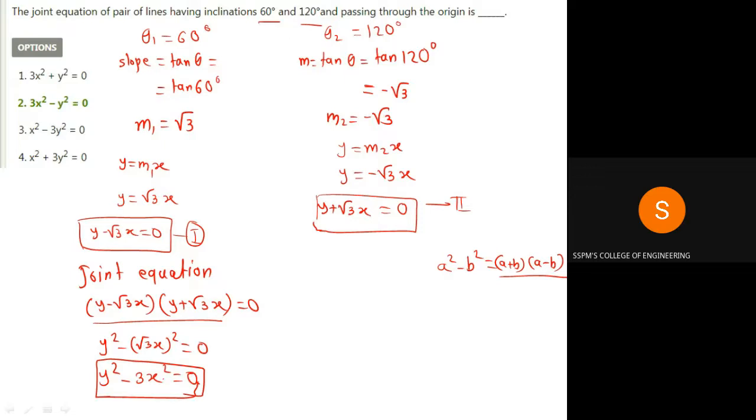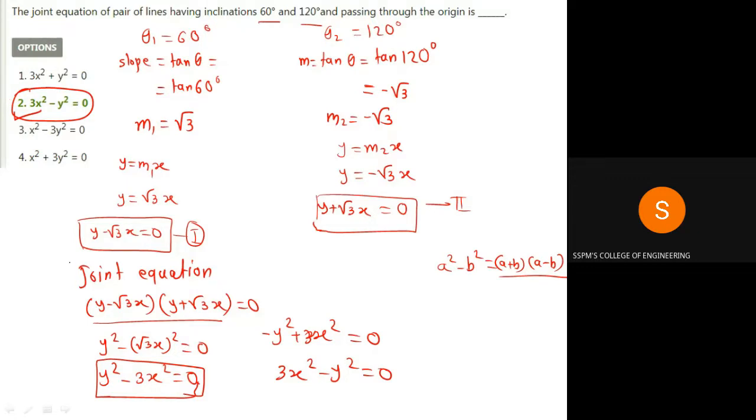No. So we will try to rearrange this equation. Suppose we multiply this equation by minus 1. What do we get? Y square becomes minus y square and x square becomes plus 3x square, plus 3x square is equal to 0. Now we will rearrange this as 3x square minus y square is equal to 0. So 3x square minus y square is equal to 0. This is the correct option. Okay, second one is the correct option. So that is how you find the joint equation.